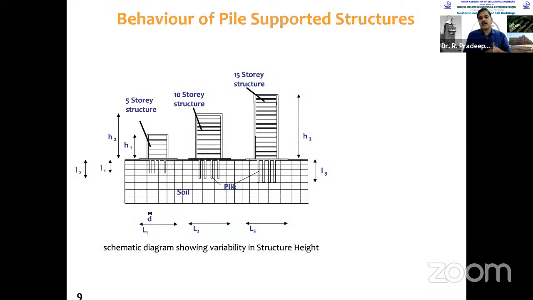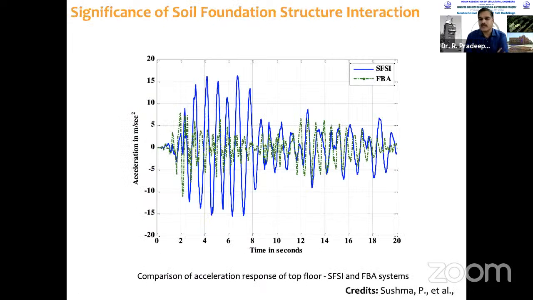Now, coming to another pile supported structure. In this one, when we did dynamic analysis, you can see the 2 time histories here: the fixed base analysis time history and the soil foundation structure interaction based analysis time history. The blue color is the soil structure interaction analysis, and the green one is the fixed base analysis. The green one has a lesser acceleration, and the blue one has a higher acceleration. You can see values are much higher if you are considering soil foundation structure interaction.